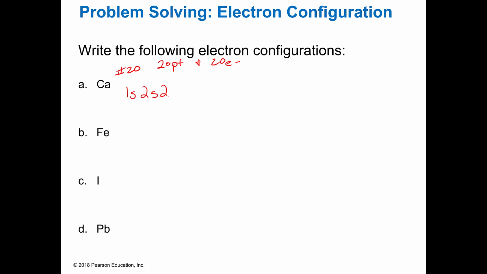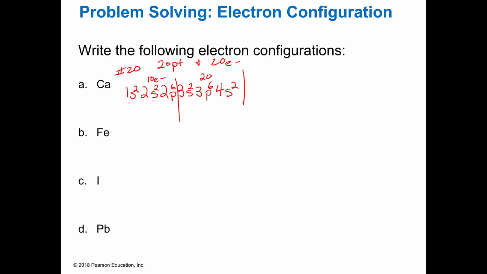1s, 2s, 2p, 3s, 3p, 4s. Now you could keep going because we know the order. The next one would be 3d10, right? But I don't think we need it because I know that I can have 2 and 2 and 6. That's 10. And then I can have 2 and 6, which is 8, and then 2 more, and that's 20. So that's the electron configuration for that.